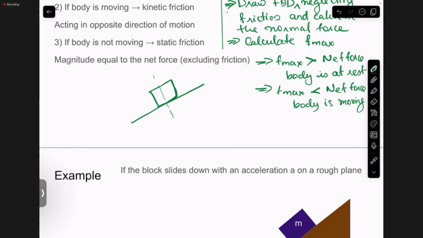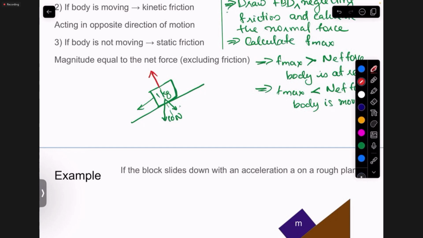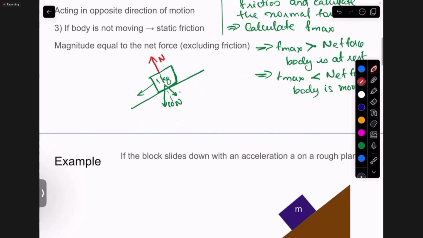So this block is there. It's a 1 kg block, and because of this 1 kg block, there will be a 10 Newton weight acting here. You can resolve this into parallel to the surface and perpendicular to the surface. This perpendicular component will be opposed by the normal force, and you can calculate the net force using the parallel component of the weight.